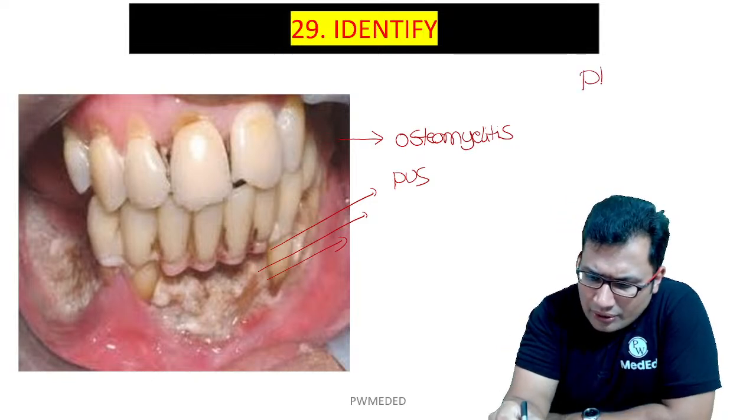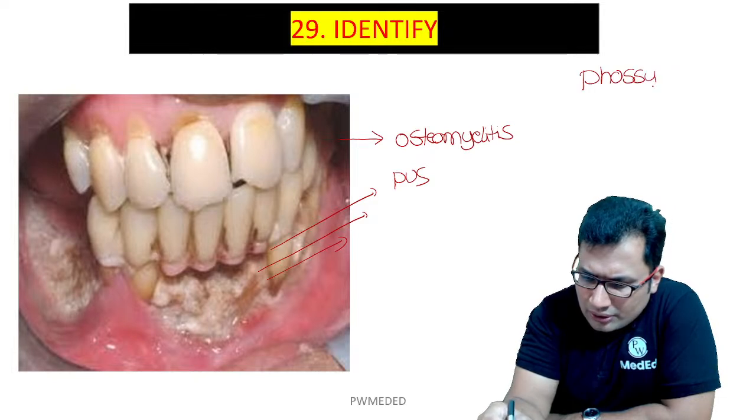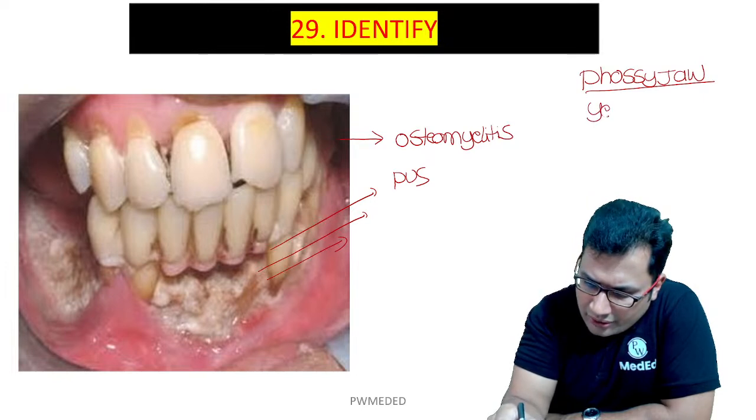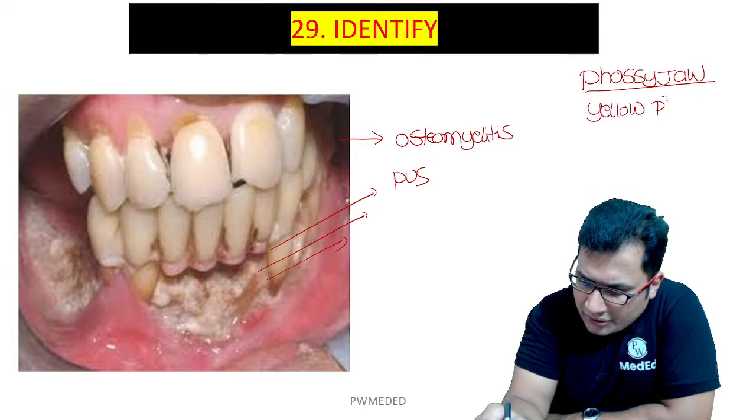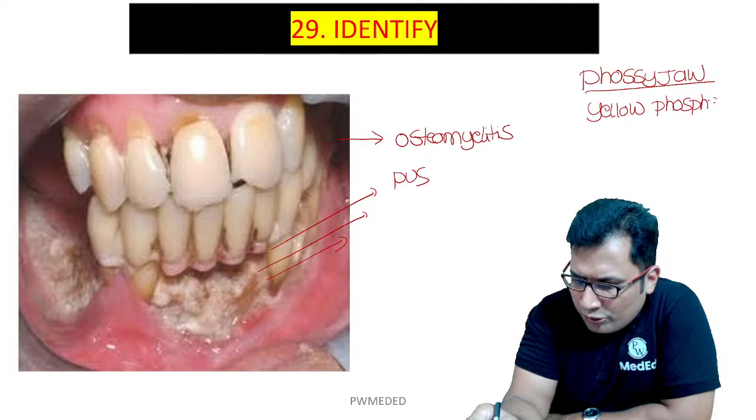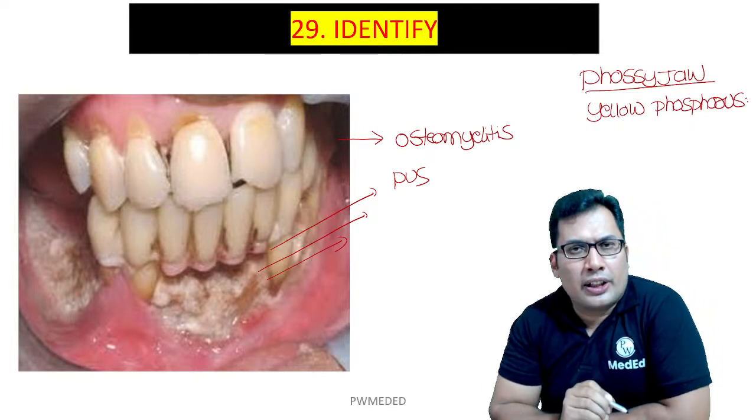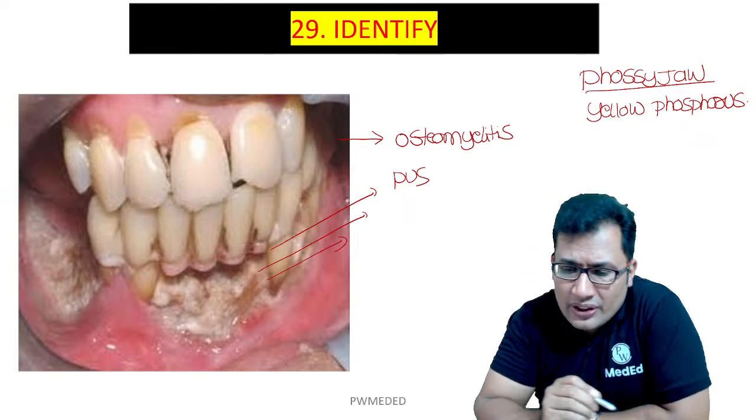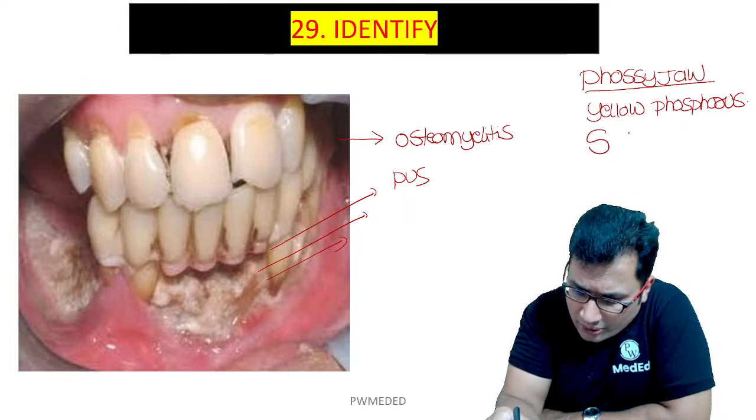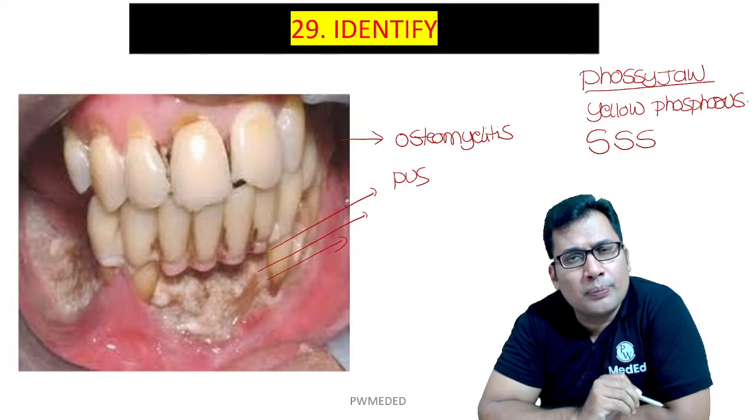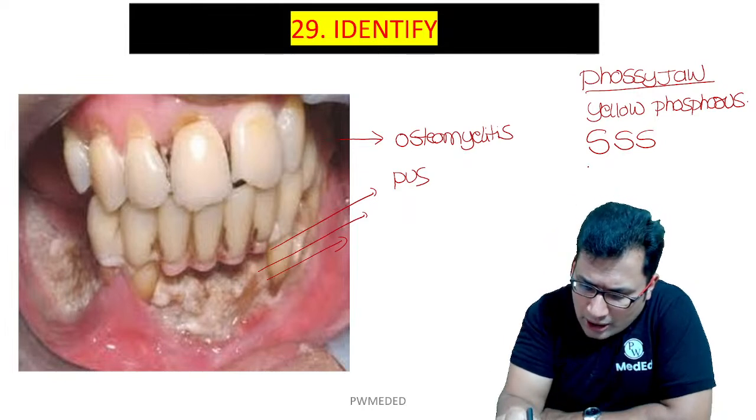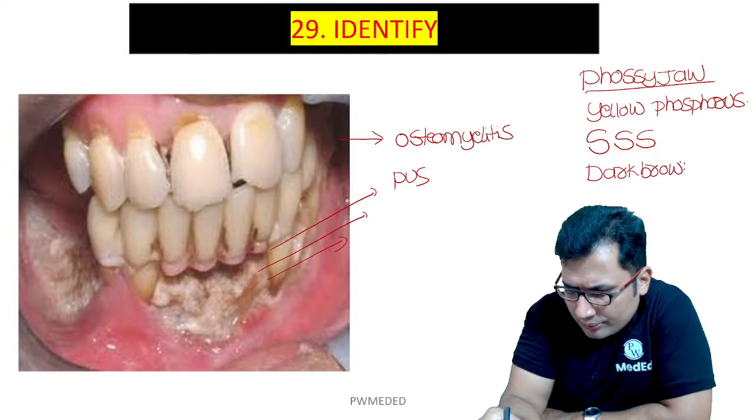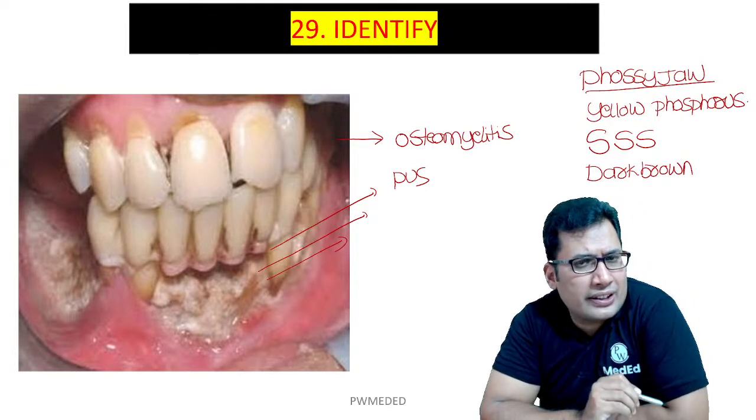So this is known as phossy jaw, and the agent is yellow phosphorus. Remember, red phosphorus is non-poisonous, only yellow phosphorus is poisonous. It leads to a syndrome known as smoking stool syndrome. And the postmortem hypostasis is dark brown in color. All this can be asked in your exam.